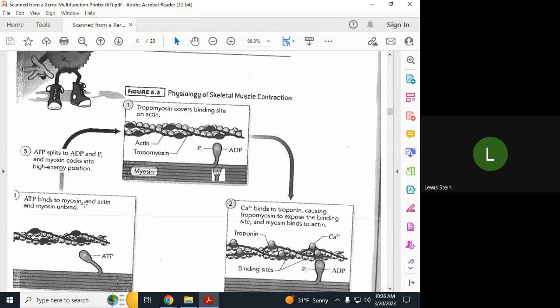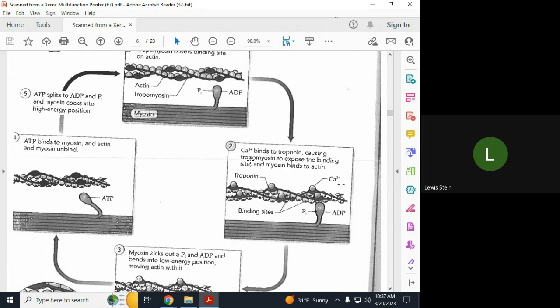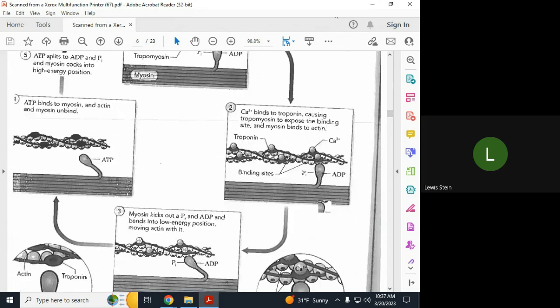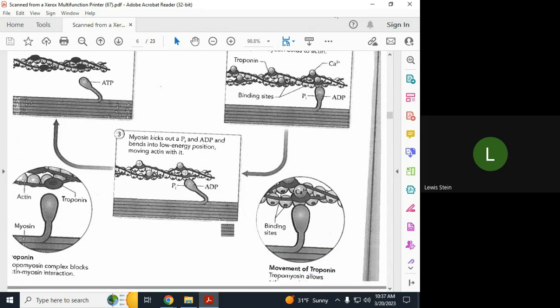When it binds, they're showing you step by step. So let's take a look. One, now the cocked head has inorganic phosphate and ADP. The calcium binds to the troponin, releases everything, and so the active sites come together. Once they come together and bind, the myosin kicks out the inorganic phosphate, and the ATP bends into its low energy position, moving the actin with it.